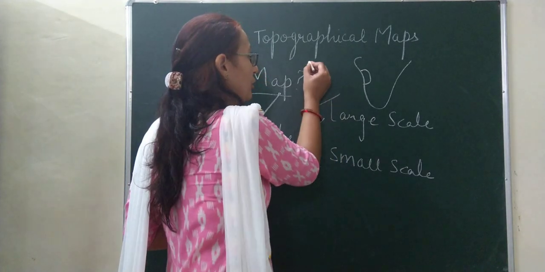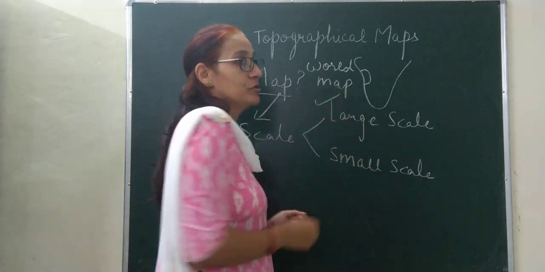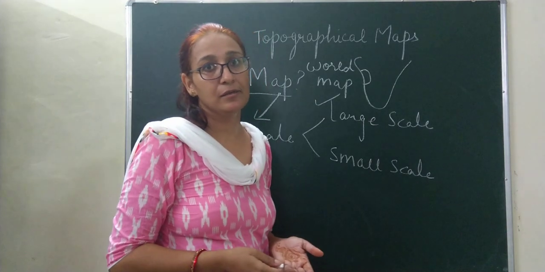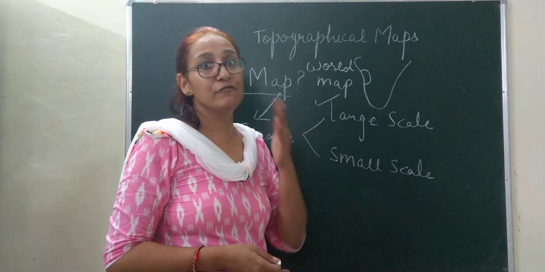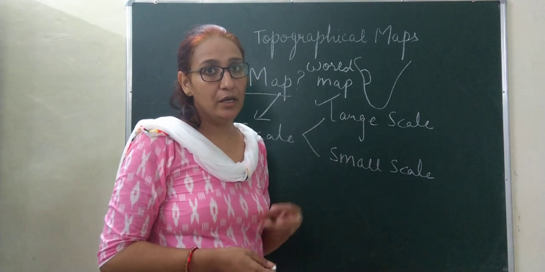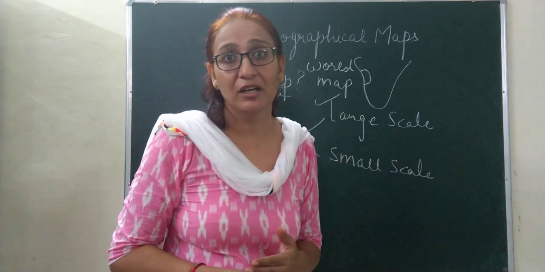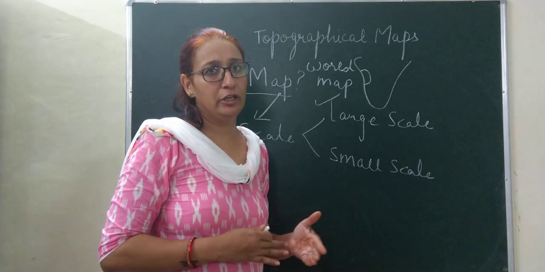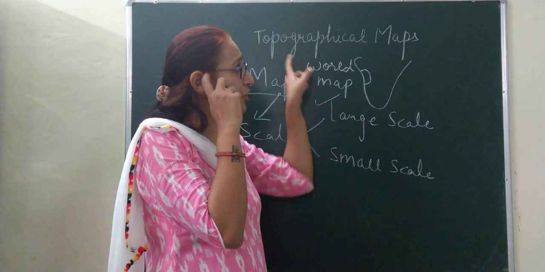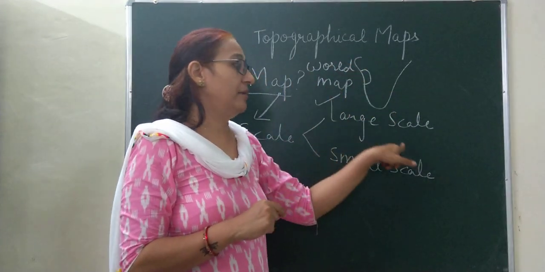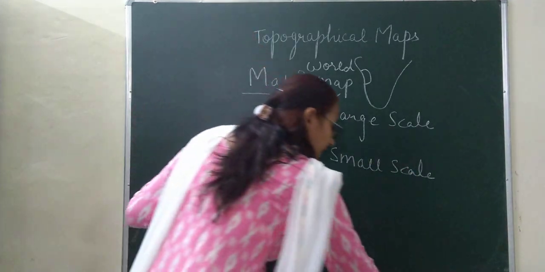For example, a world map shows all 7 continents, but within that map it is very difficult to find important cities from each country present in the continent. So that will not give full detail compared to the large scale maps. So we can say topographical maps are large scale maps.